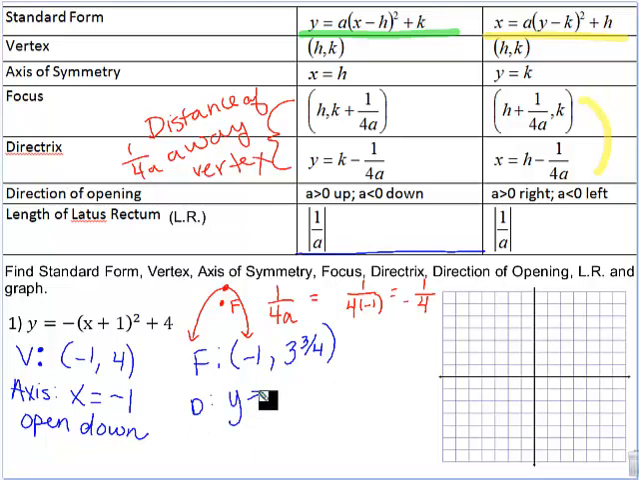So y equals. If we subtracted a fourth to get to the focus, the directrix is on the other side, so we would add a fourth to get to the directrix. So what would be 4 plus a fourth? 4 and a fourth is at the directrix.